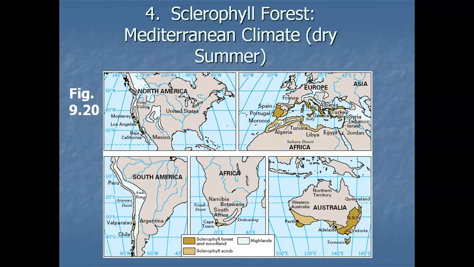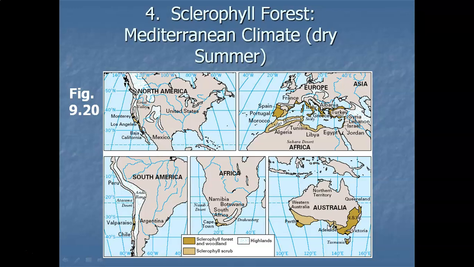Continuing with our natural vegetation region, lecture number 7. This is part 2. Let's move on to natural vegetation region number 4. It's called the sclerophyll forest. Now, this type of forest is associated with the Mediterranean climate. And so we can see the sclerophyll forest map very much corresponds to our world locations of the Mediterranean climate.